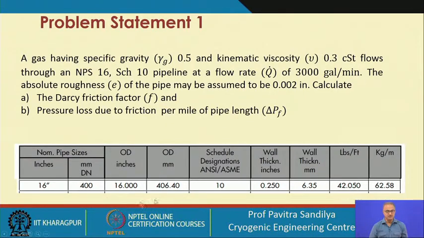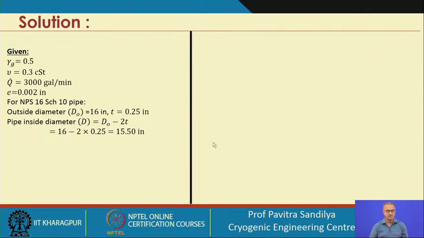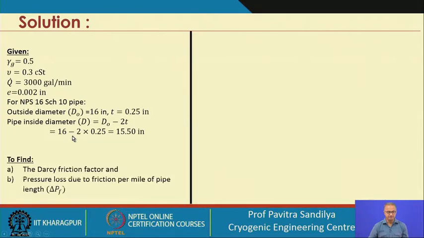Now, first to solve this, we find the standard table, we find out the outer diameter and the wall thickness, and this information we first put here: the gas gravity, the kinematic viscosity, the flow rate, the roughness factor, and we find out the inside pipeline diameter. Okay. And then we have to find out this Darcy friction factor and the pressure loss.